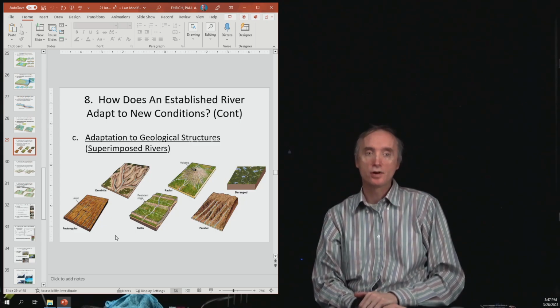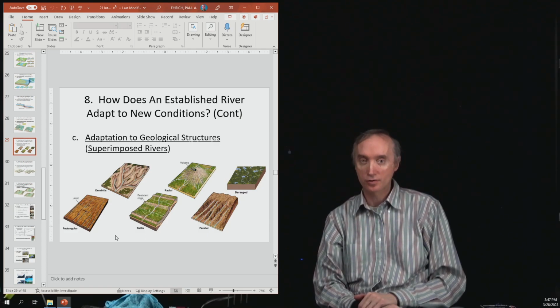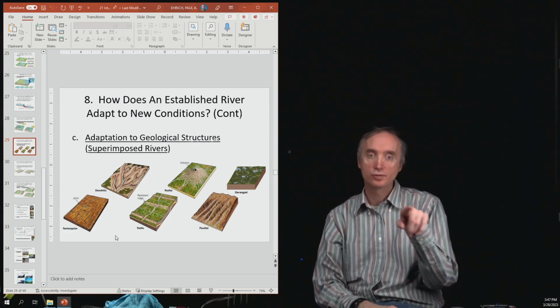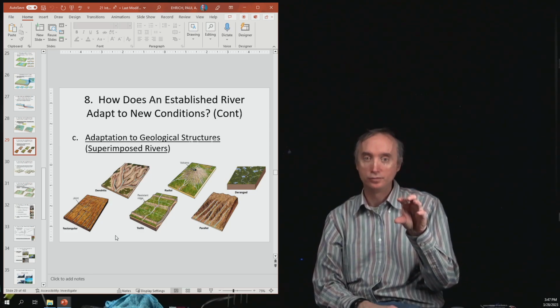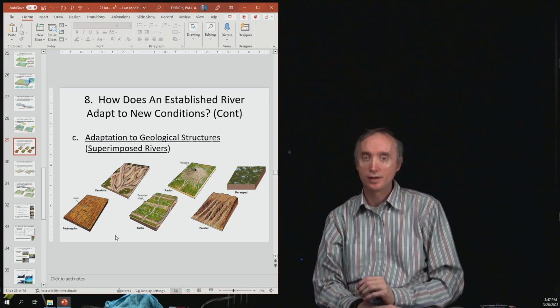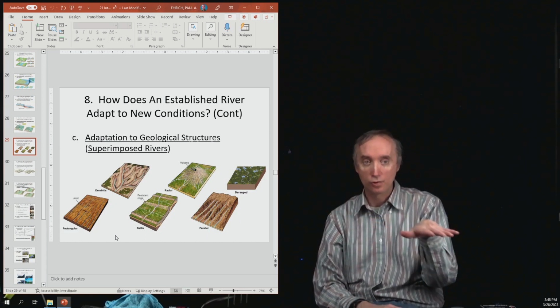Okay, now we want to talk about how a river will adapt to some kind of geological structure that it's on top of. Reading from left to right on the first row, the first one is going to be called dendritic. In a dendritic river pattern, the material that the river is going through is very uniform and horizontal.